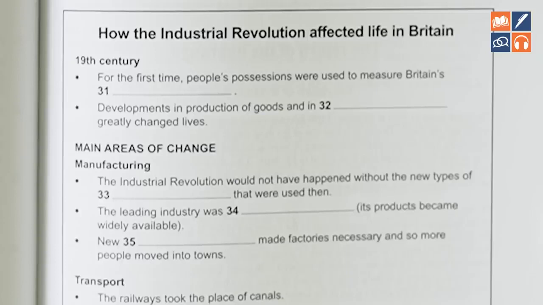The next thing you can do is prediction. So if we look at this example again, for the first time people's possessions were used to measure Britain's wealth, you can guess from the context what the correct answer is. So even if you lost focus, let's say you just started daydreaming about something while they were talking about that, I would write in wealth. It might be right, it might be wrong, but if you write nothing, you are guaranteed 100% that it's wrong. If you write in something, at least you have a chance.